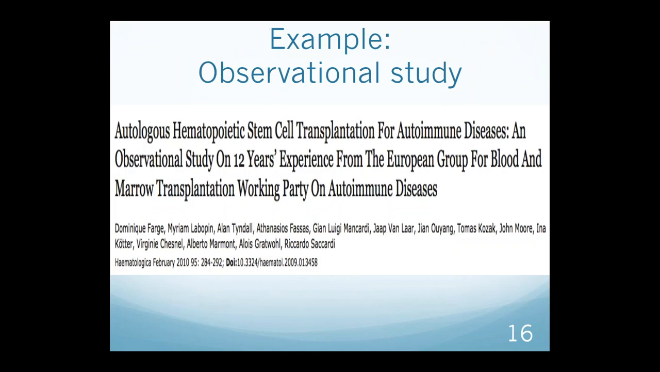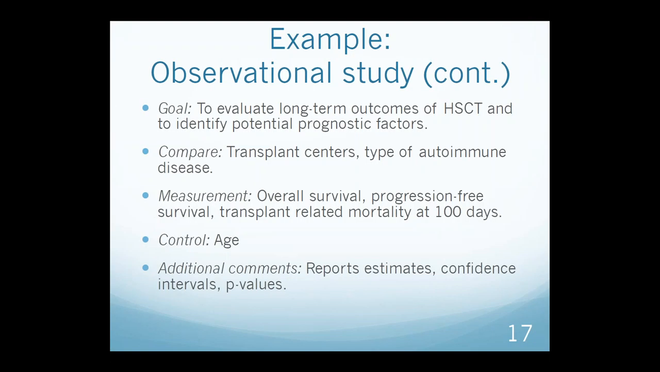So this is another example of an observational study. This was published in 2010 in Haematologica. It is autologous hematopoietic stem cell transplantation for autoimmune diseases. The goal here is to evaluate long-term outcomes of stem cell transplantation and to identify potential prognostic factors. So they compared transplant centers and types of autoimmune diseases, and they again measured overall survival, progression-free survival, and transplant-related mortality at 100 days. They controlled for age, and they provide estimates, confidence intervals, and p-values.